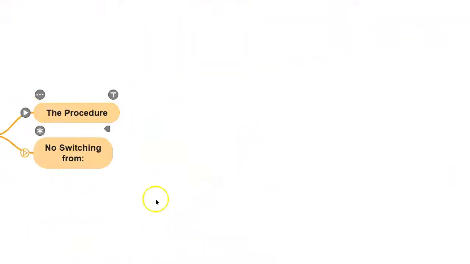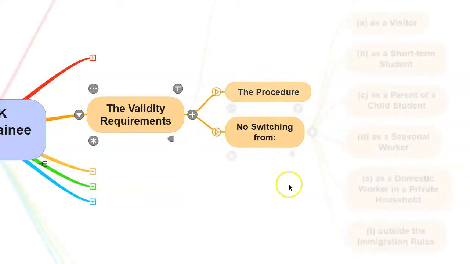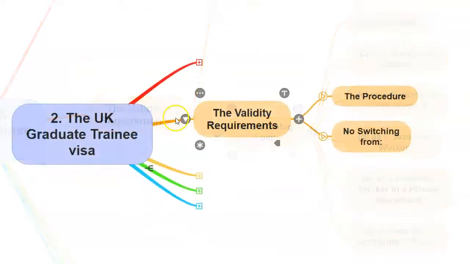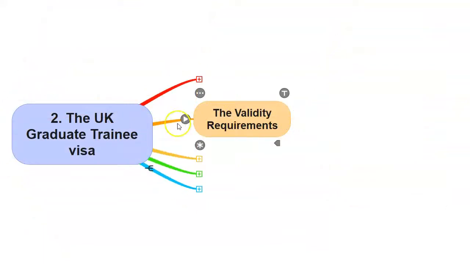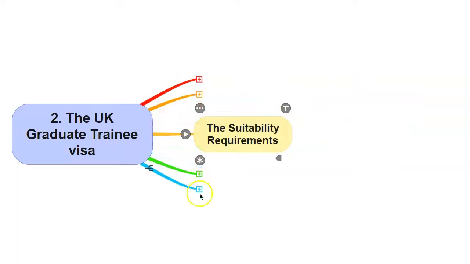So this was our procedural part, and the switching rules. If you follow the correct procedure and if you're not applying in one of these categories, it's highly likely that you will meet validity requirements, and then the decision maker will proceed to the next step of ensuring that you meet the suitability requirements.